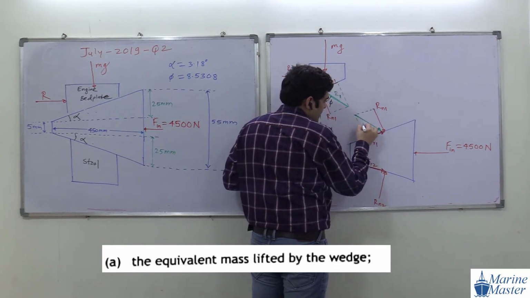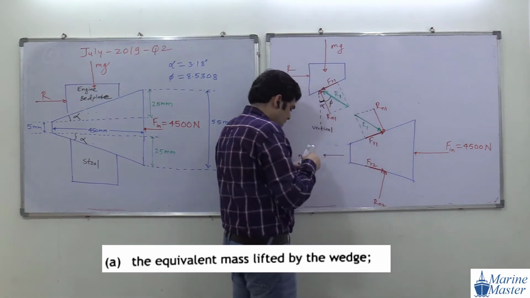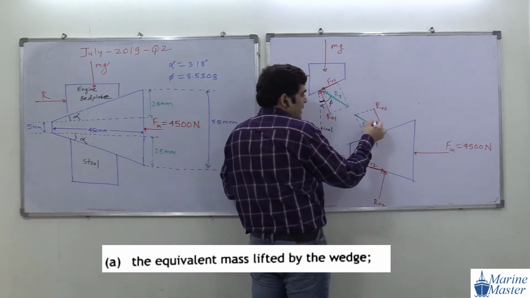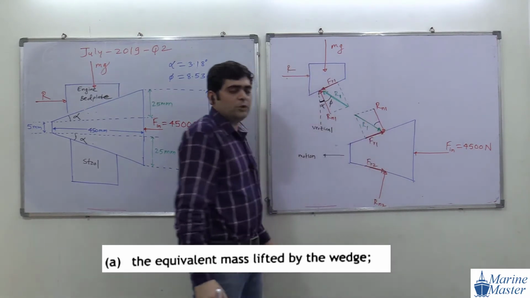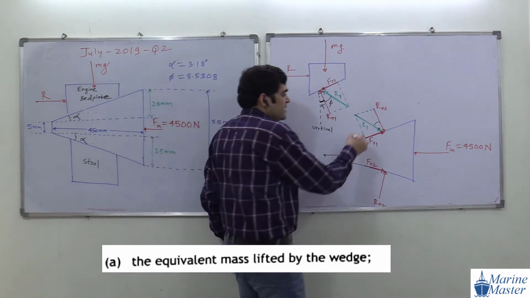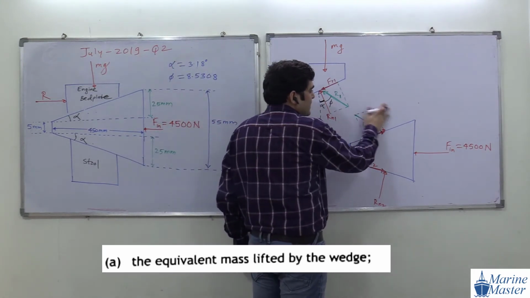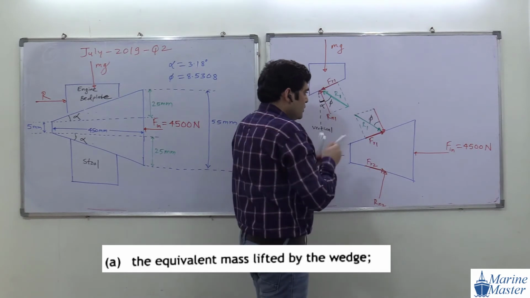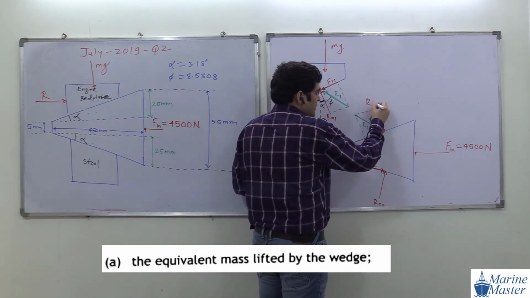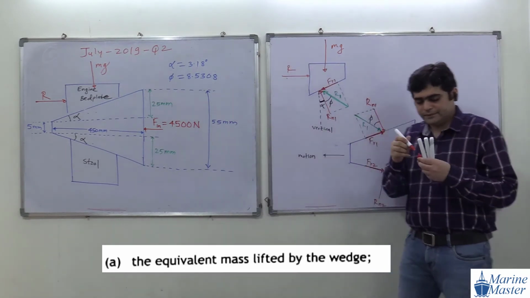Same R1. The angle of R1, the resultant reaction, with respect to the normal reaction. What will be that angle? This angle will be phi. Try to see the scenario here, everyone. So this will be Rn1.